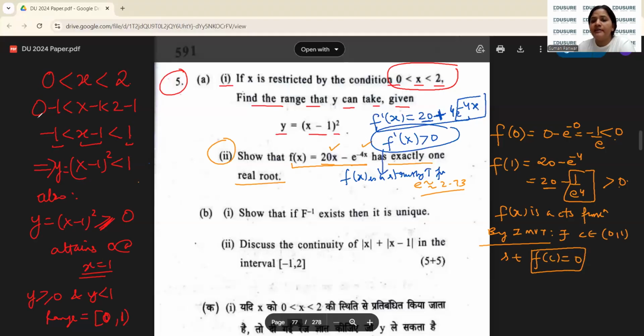Okay. So that means once the function crosses the x-axis at c, what do we mean by f(c) equals 0? It means that there is a root at x equals c. It is never going to come back to cross the x-axis again because f is a strictly increasing function. Hence, we have shown that f(x) has exactly one real root.